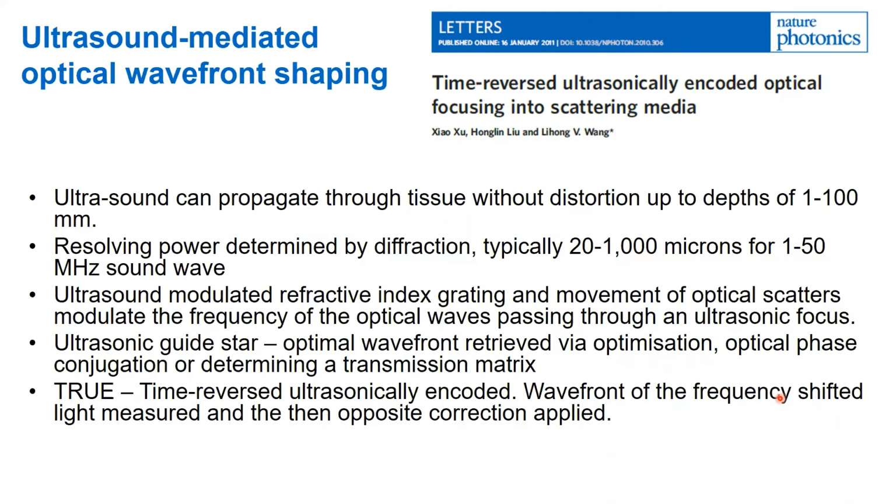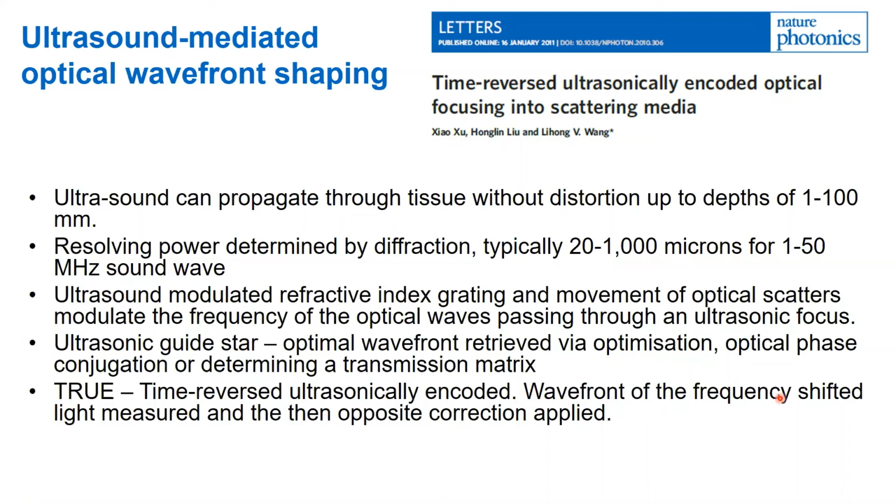If you focus your ultrasound into your sample, at the point at which the ultrasound overlaps with the light, you get a refractive index grating. The ultrasound creates a refractive index grating by moving local optical scatterers, and what that does is it frequency shifts the light that comes into contact with that focus.